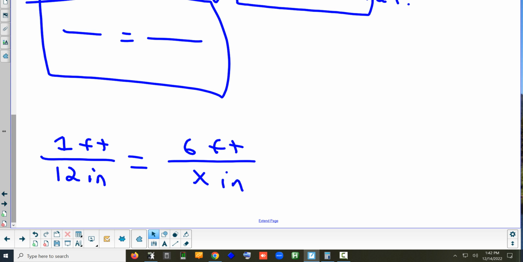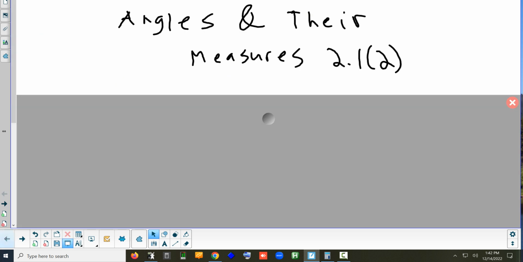And does anybody remember how you solve a proportion? Yep, you cross multiply. So in this case, it ends up being 6 times 12 equals 1 times X. So we're not converting between feet and inches. We're trying to set up a proportion that helps us find arc length. But it's going to be the same idea. We're going to have to fill something in on the left that we already know. Something we learned yesterday. Let's see if we can do it.